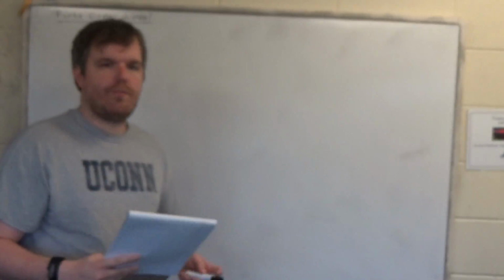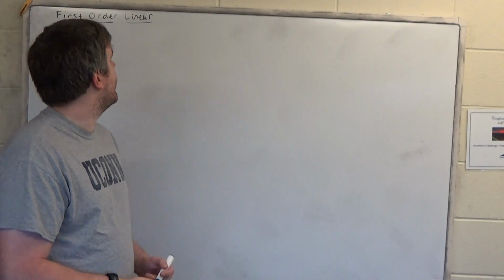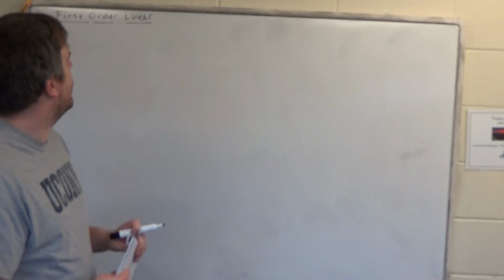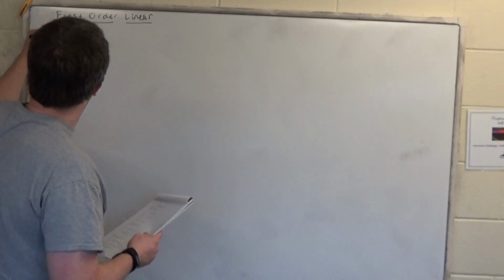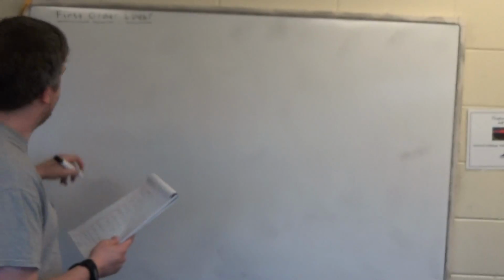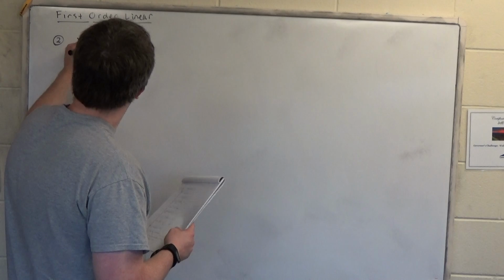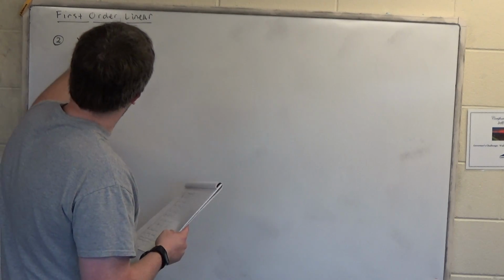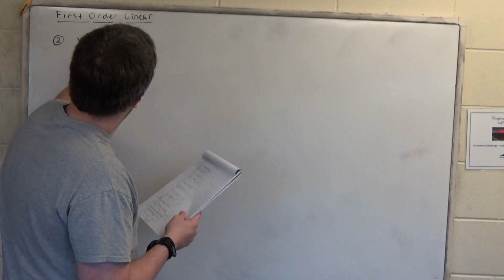Hi class. In this video we'll be talking about first order linear equations. And by linear here I mean just generic linear, not constant coefficients or anything. So I'm going to start with exercise number 2 in the book. It's x squared y prime plus xy equals 1.